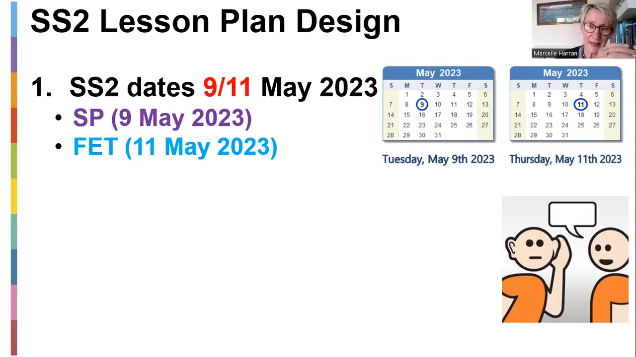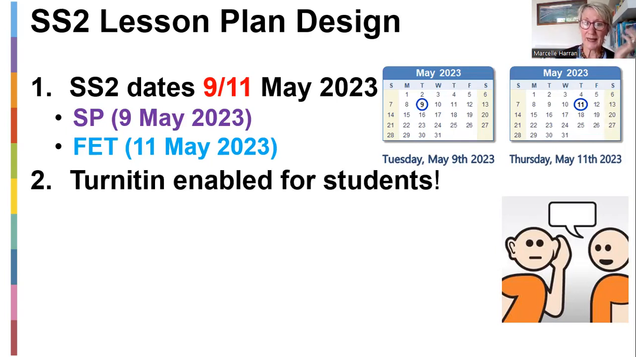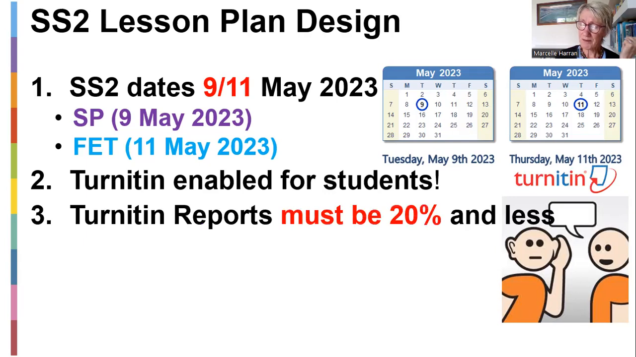I'll be reiterating this in my SS2 lesson plan design overview where I'll go through the assignment again. Okay. Also again, Turnitin is enabled. I'm sure all of you know how to submit on Turnitin now, hopefully. I've said I want you to keep it to 20% and less. This is all different TED Talks you're going to be using as your content material. There's no reason why it should be more than 20% because it's a uniquely created lesson plan that you yourself are creating.